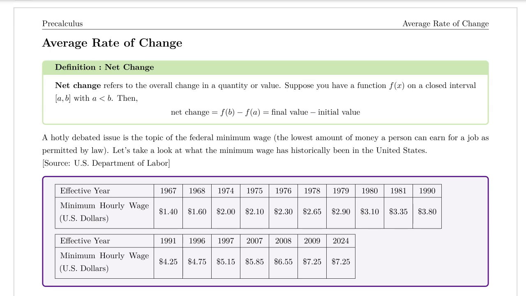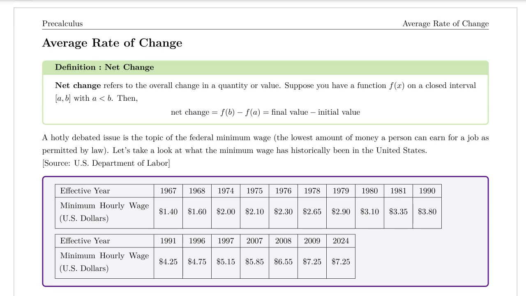In this video, we'll be talking about the average rate of change. First, let's define net change, which refers to the overall change in a quantity or value. Suppose you have a function f of x on a closed interval from a to b, where a is less than b. Then, the net change is equal to f of b minus f of a, or, in other words, the final value minus the initial value for whatever thing you are measuring or quantifying.